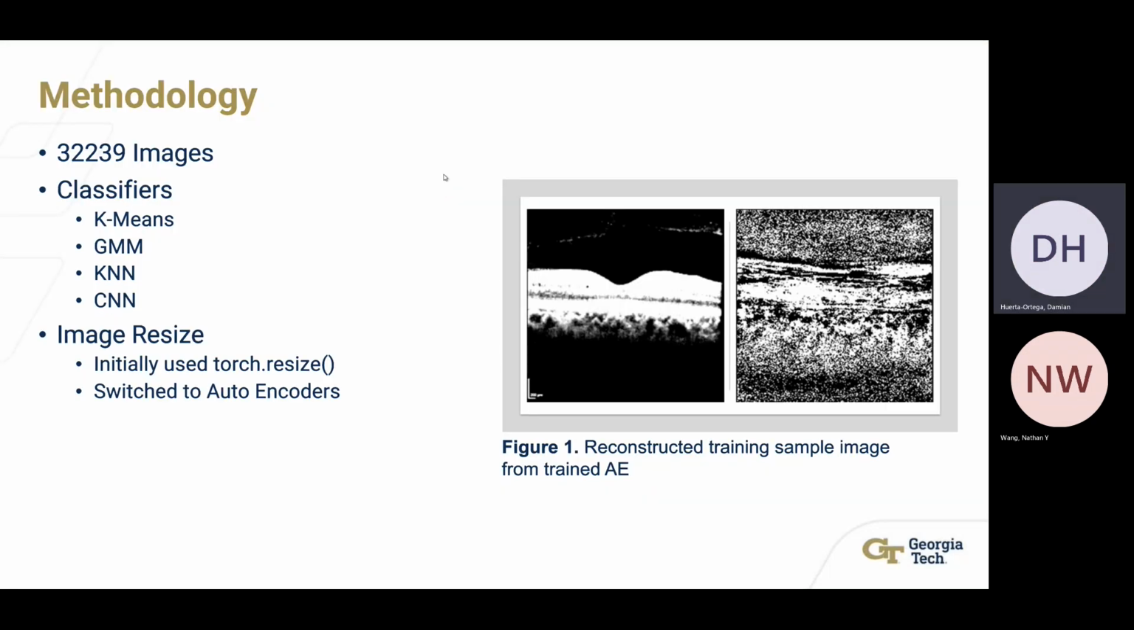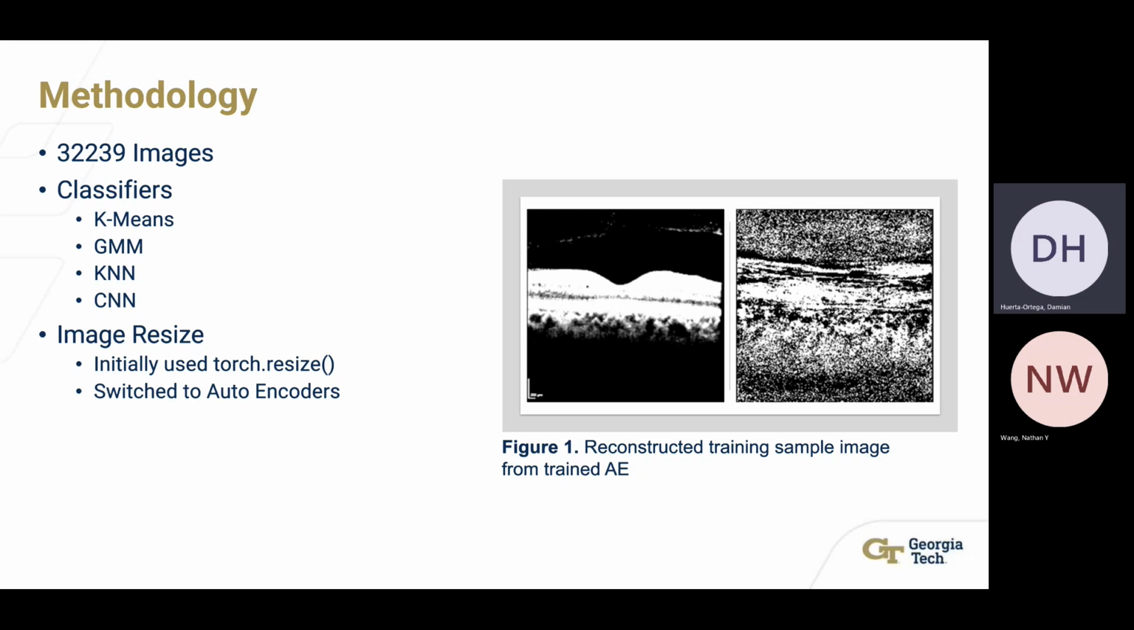Methodology. The Olive dataset has around 32,000 samples, and our team decided to classify these using k-means, Gaussian mixture models, k-nearest neighbors, and convolutional neural networks. One of the big components of our methodology for the first three classifiers is using autoencoders, since using the original size images was far too big in the feature space, so we decided to use a custom autoencoder that we implemented that reduced the features to 50.